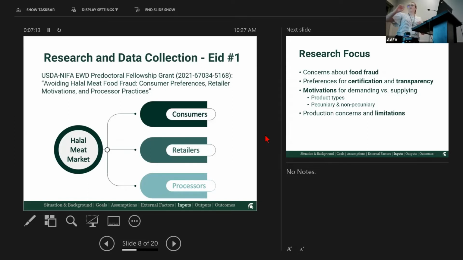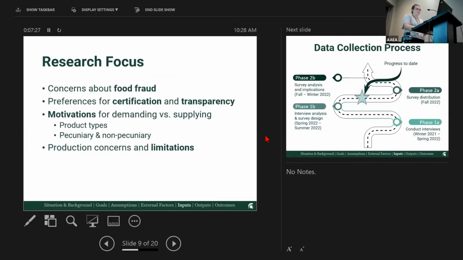But as you can tell from the title, I've broken the halal meat market into 3 major segments. We have consumers, so Muslim halal meat consumers. I've left non-Muslims out of this analysis for simplicity. Second, we have retailers, and third, we have processors.